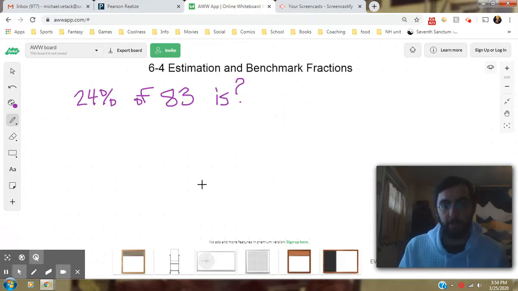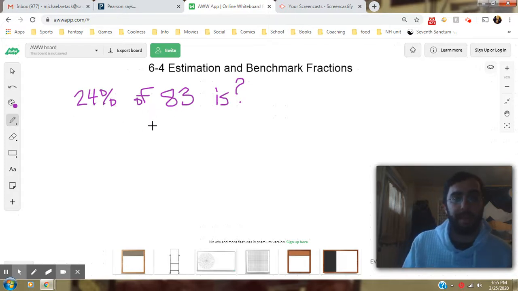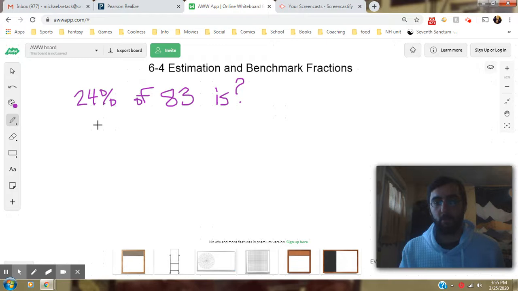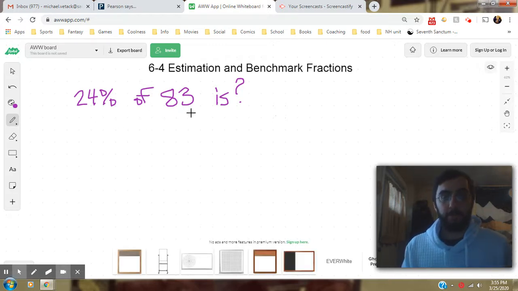All right, so now we're going to do some estimation to solve some of these small little problems here. So 24% of 83 is what? We don't know what that equals, so we're trying to find what is 24% of 83. A way you can look at it, just thinking of school and taking tests, if you had 83 problems on a test, so a big long test, and your grade was a 24%, and you want to know how many problems you got correct, that's what we're finding here. So what is 24% of 83?